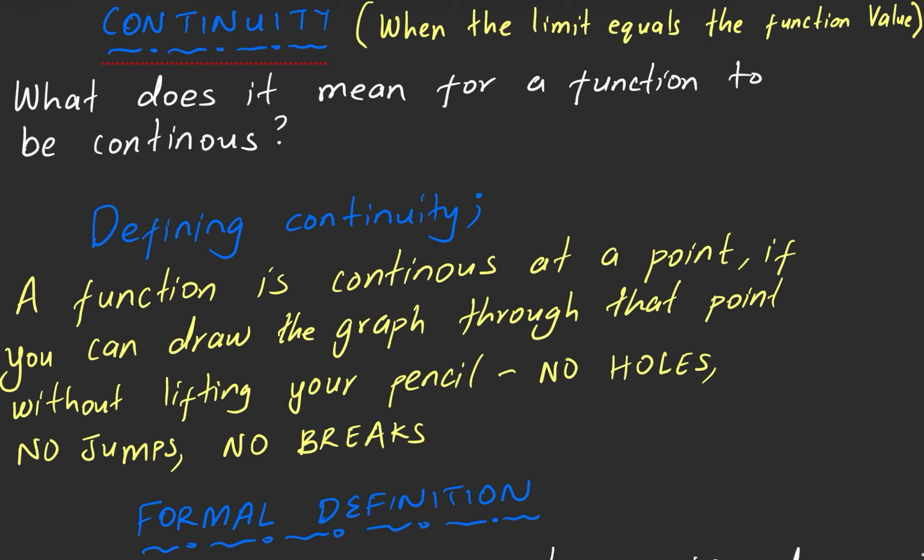What does it mean for a function to be continuous? A function is continuous at a point if you're able to pick up your pencil and draw that graph without having to lift your pencil. This essentially means there are no holes in the graph, no jumps, no breaks. Then that means your function is continuous. But that's not enough. You also have to understand the formal definition of what continuity means.